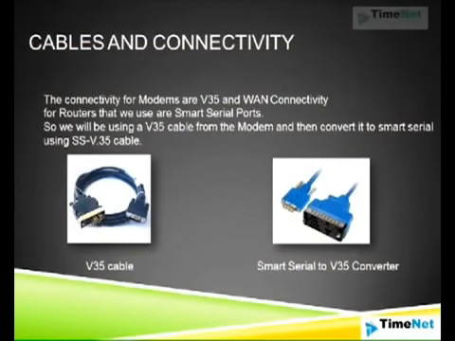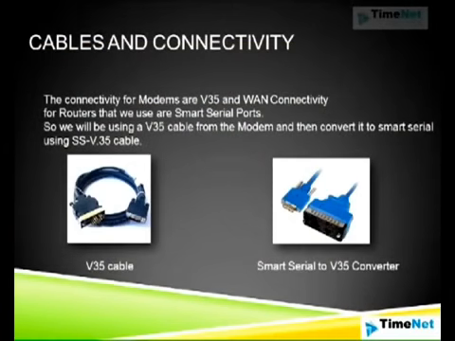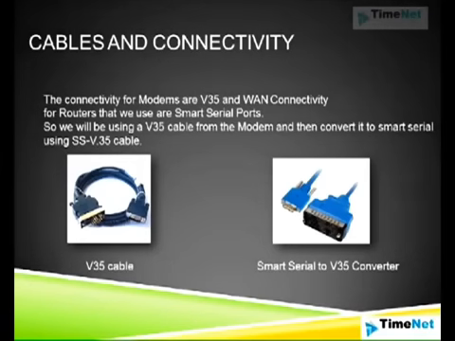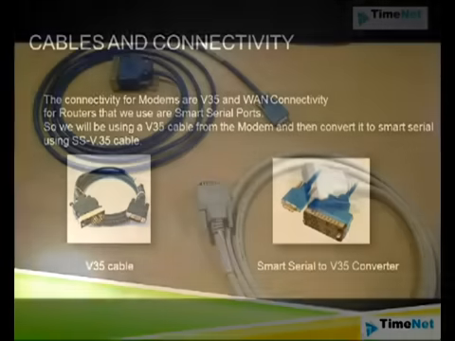Now let's check the cables and connectivity that we are going to use. I hope you are all aware of UTP cables, so I am not going to show them to you. But here we use some cables for the connectivity between the router and the modem, and also between the router and the PC for the configuration process. We will use V35 cables, Smart Serial to V35 converter, and Ethernet patch cords. I'll show you the V35 cable and the Smart Serial to V35 converter so that you can familiarize yourselves with them. So let's have a look at them.